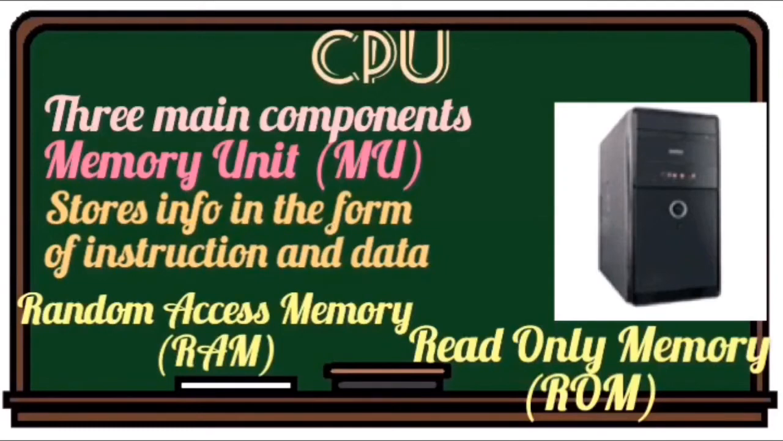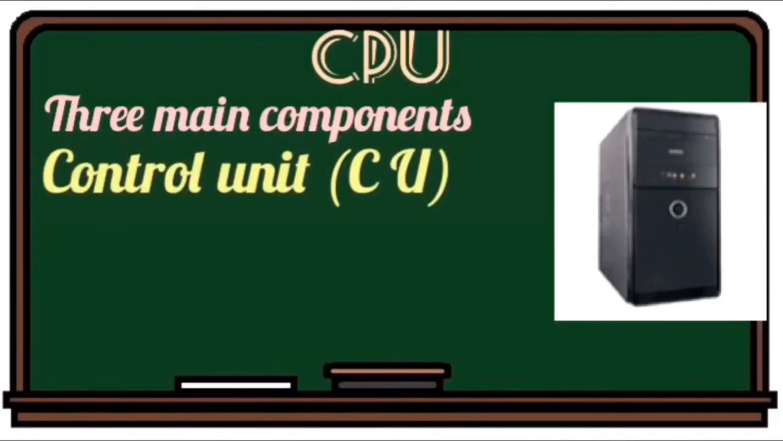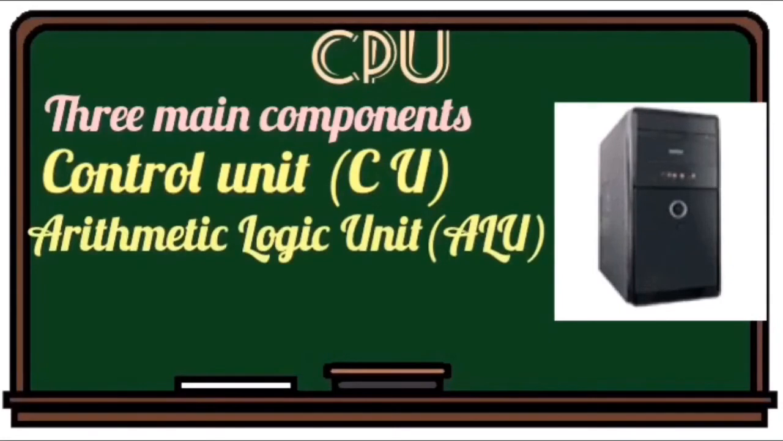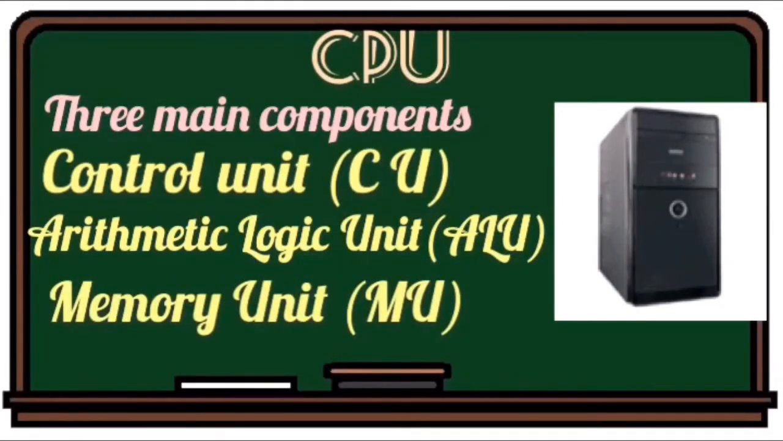So what are the three components of the CPU? First one is the control unit. It will control all the operations whichever we do on a computer. Second one is ALU, that is the arithmetic logic unit. It will help us do calculations like addition, subtraction, multiplication, division, and some other operations like equal to, not equal to, greater than and less than. Third one is the memory unit. It is used to store the data and information in the computer. There are two types of memory unit, that is random access memory and read-only memory.